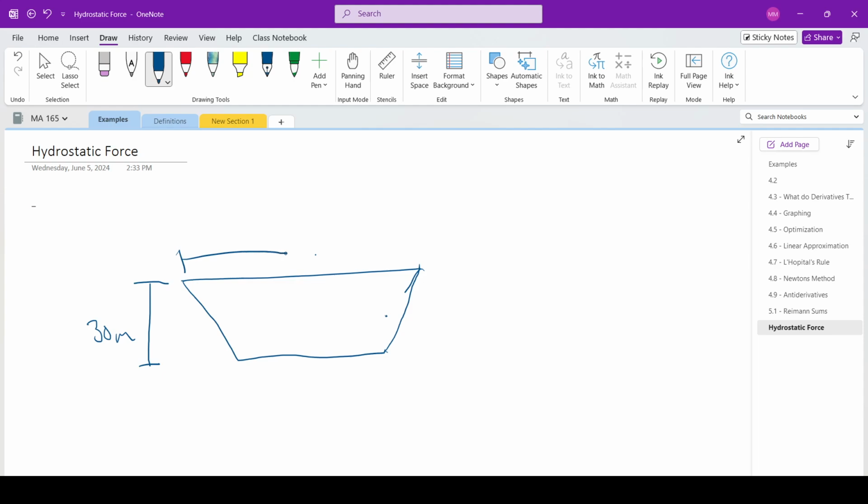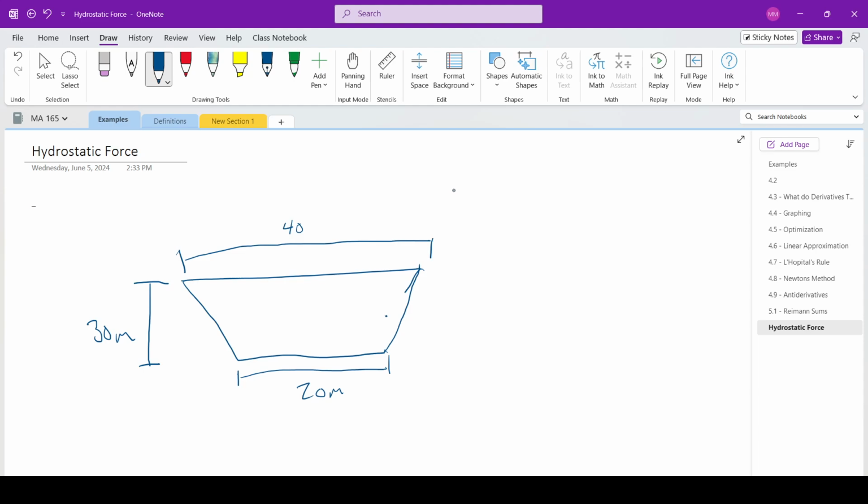From here to here, the top side is going to be 40 meters long. And the bottom side then is 20 meters long. Now I want to find the hydrostatic force, so the force that the water is putting onto this dam.